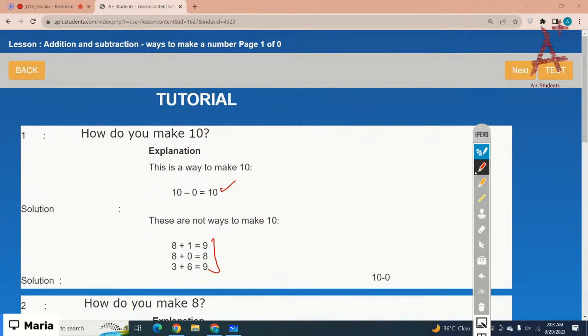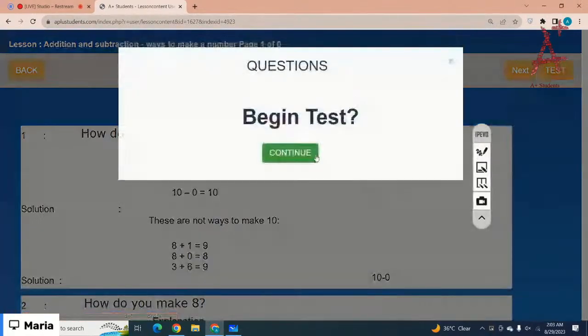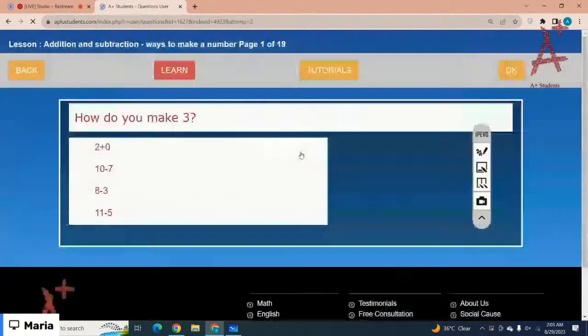Let's just start with the test questions, because here you're not given the options. So let's start with the test. How do you make 3? You are given four options. You have to look for the option that makes 3, right? You have to check all of them. Then you have to select the one that makes 3.